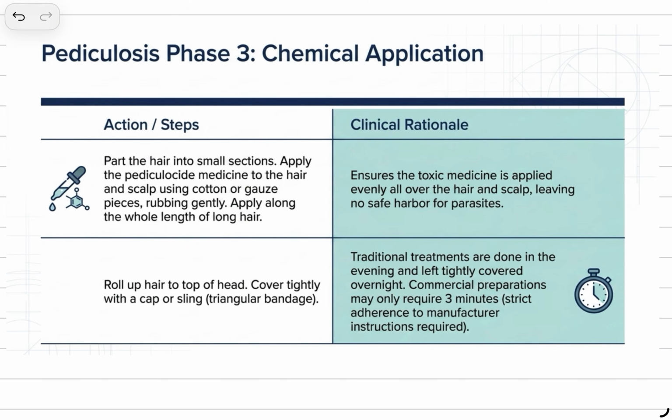And roll up the hair. Why should we not leave the hair end as it is? Because the lice may travel from the scalp to other parts of the body. So we need to tie the end of the hair to the upper aspect. Roll up the hair to the top of the head and cover tightly with a cap or a sling. Which sling?